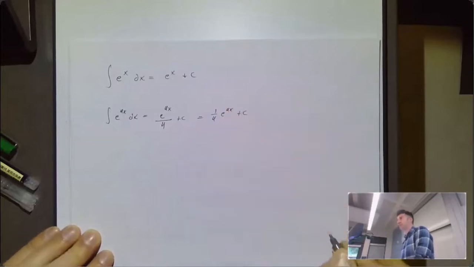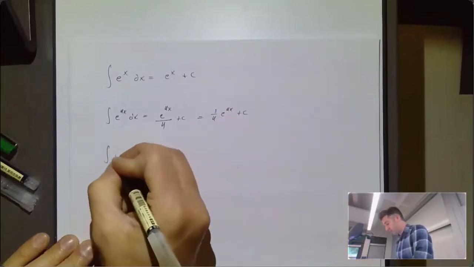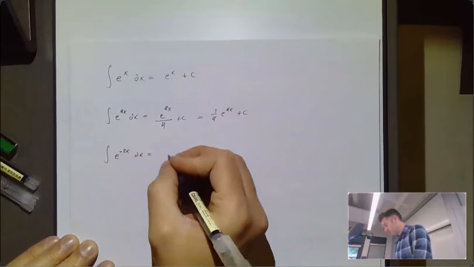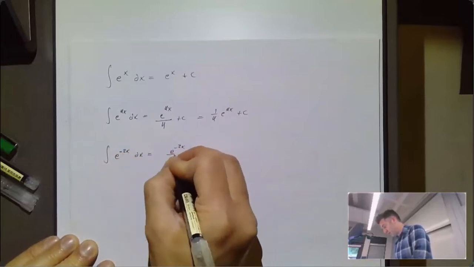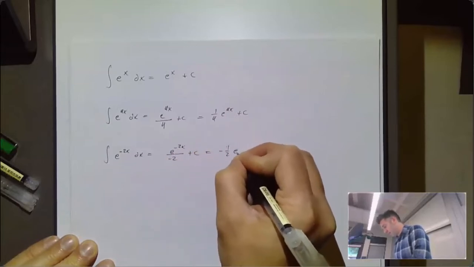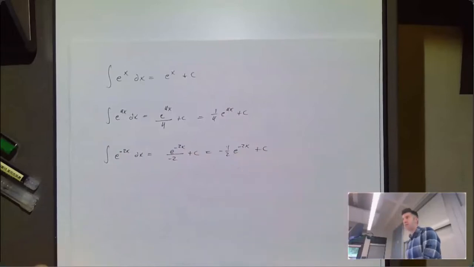Or if you're anti-differentiating e to the negative 2x, it's going to be e to the negative 2x divided by negative 2. Or negative 1/2 e to the negative 2x, if you like it that way better. But it's still the same idea of just dividing by whatever the coefficient of x is. Now, a couple things I want to make absolutely 100% clear. This only works if the thing you would be choosing for u is just a constant times x.